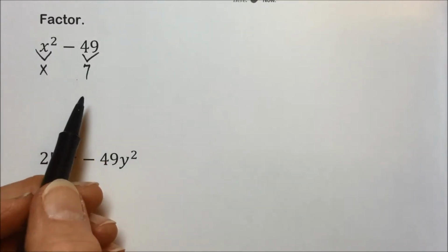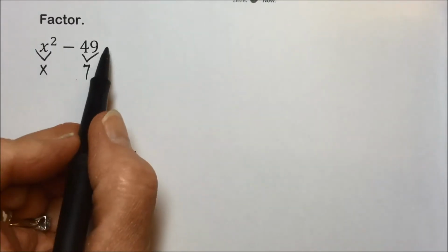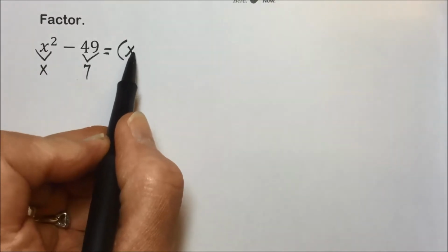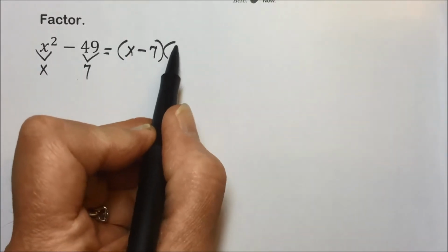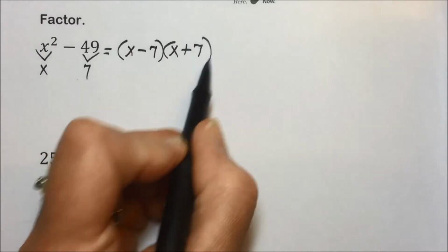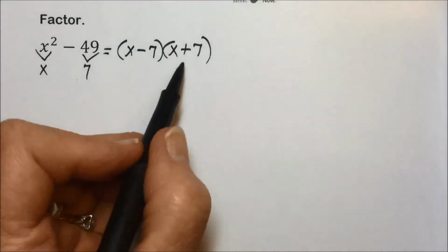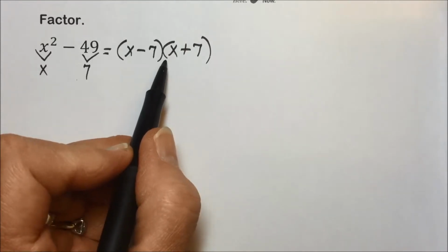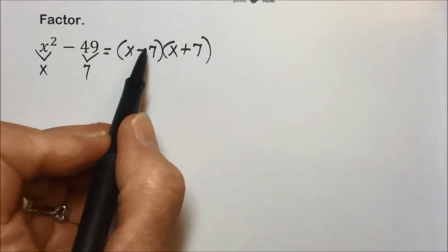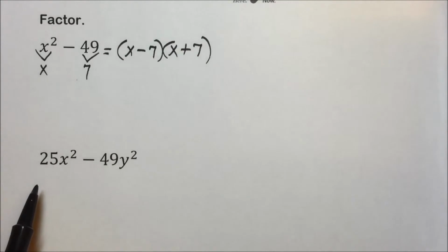So this will factor into the product of the sum and the difference of the square root of those two terms. And you can do a quick multiplication using the FOIL method to verify that outside, inside, our middle terms cancel out, first terms gives us the x squared, and last terms gives us a negative 49.